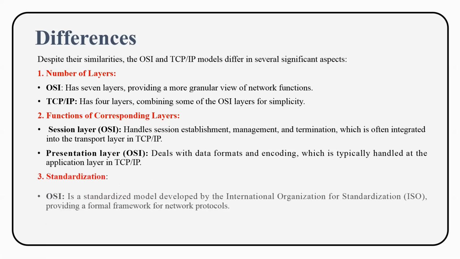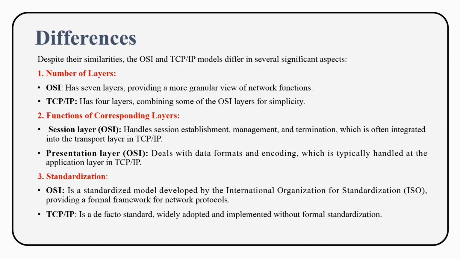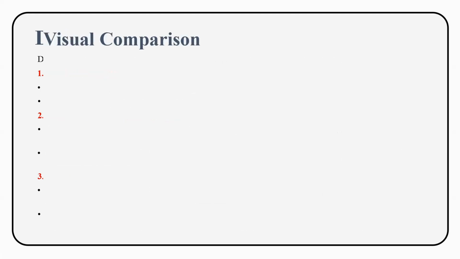Then, if you talk about standardization, the OSI model is a standardized model developed by the International Organization for Standardization, that is ISO. So it is also known as the ISO-OSI reference model, or OSI ISO reference model, which provides a formal framework for network protocols. And the TCP/IP is a de facto standard, widely adopted and implemented without formal standardization. So simply these are the differences.